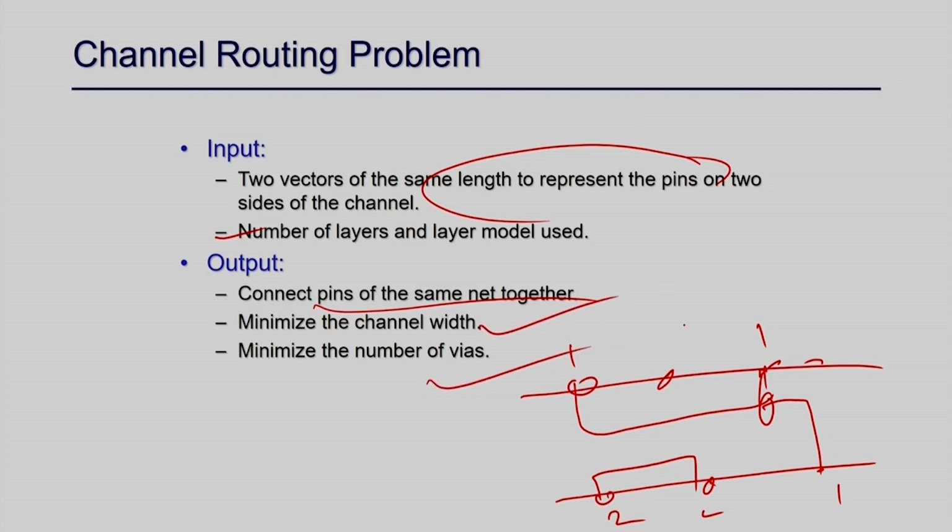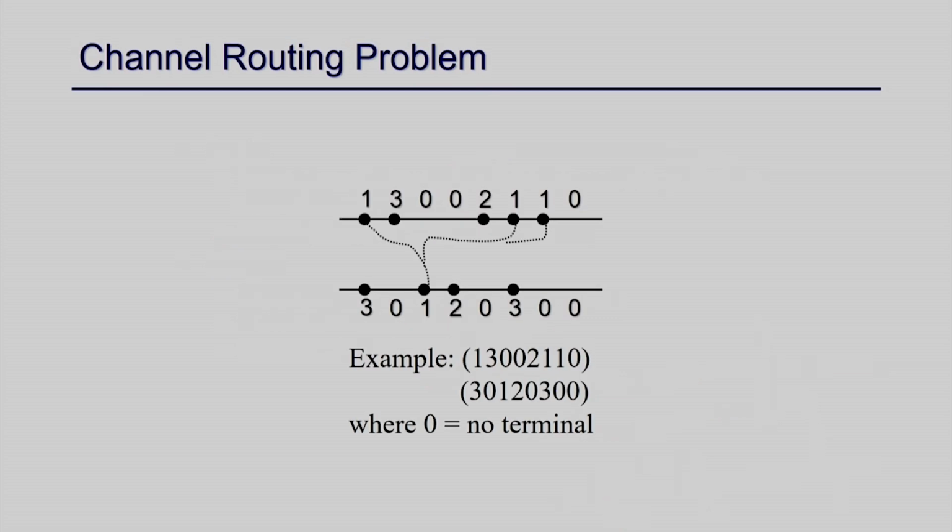channel width, number of vias. Channel width means the number of tracks, right. You also try to reduce the vertical connections. Vias means you have to make a vertical connection, which you also try to reduce. Okay. As I mentioned, here is an example.